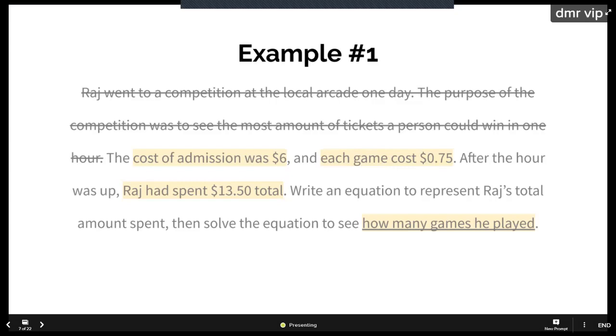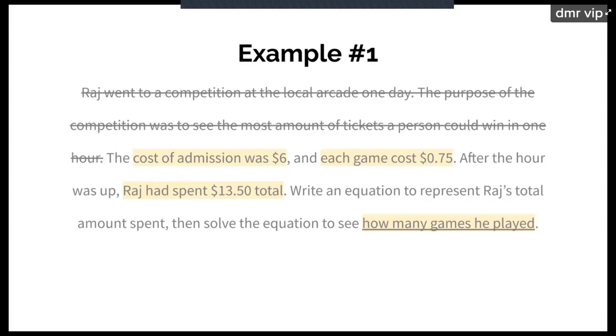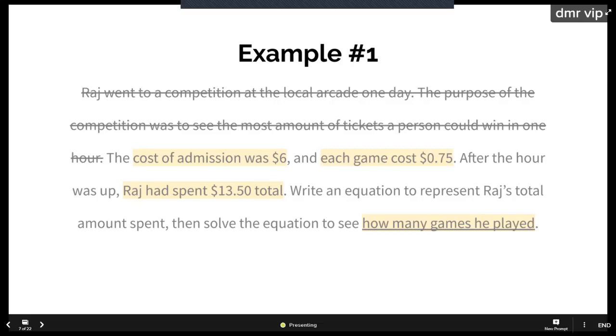So here we go. All right, so as you can see, I went through and I did some little things. I crossed out the first whole part because we don't need that mathematically. That gives us an idea of what's going on in the problem, and they can help us keep the numbers realistic, but not important for the math. There's no math in there. So cost of admission was $6. Each game cost 75 cents. Raj had spent $13.50 total. How many games he played? Okay, those were the most important things to focus on for this problem.